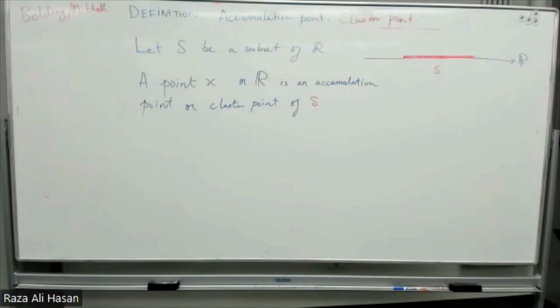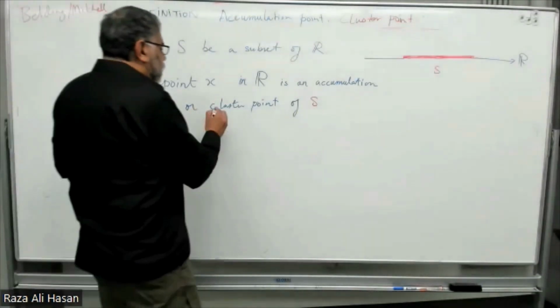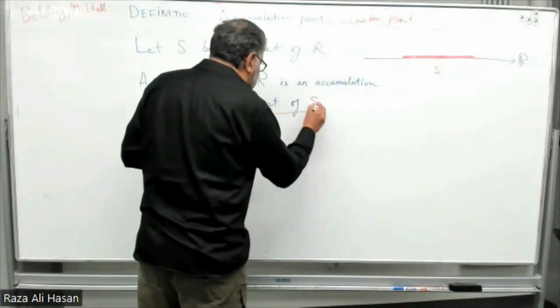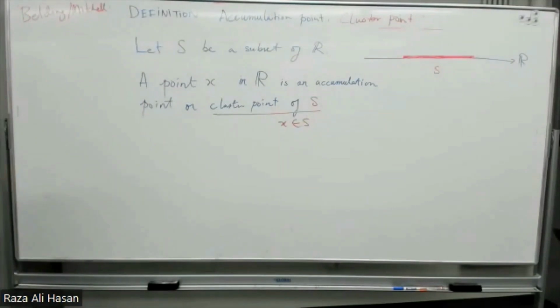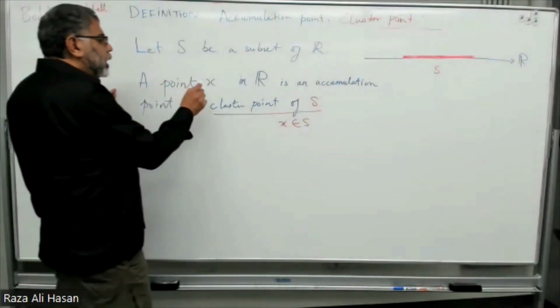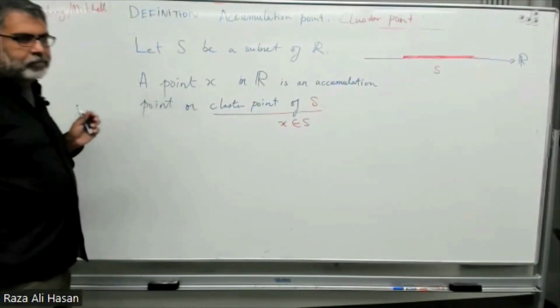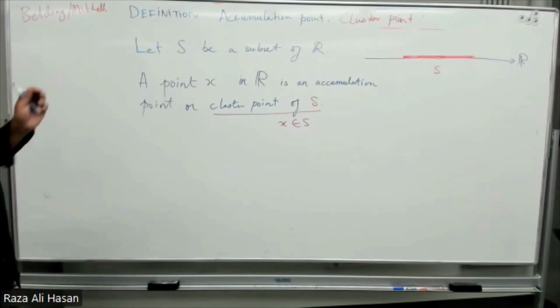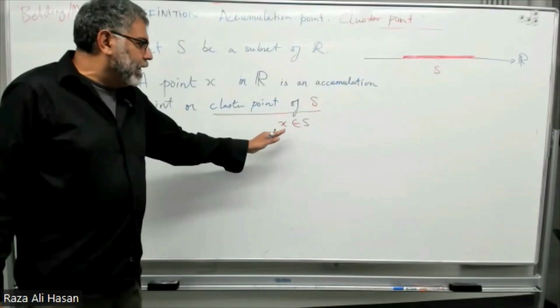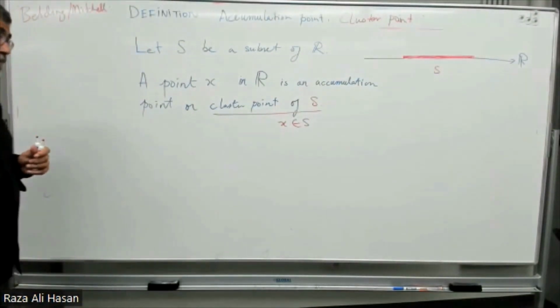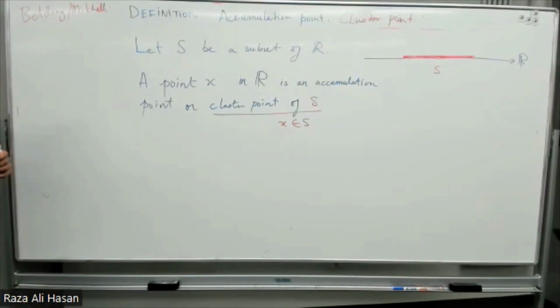So, it's a cluster point of S, which means that X is in S, right? Even though a point X in R, but it's a cluster point of S. So, is it? Well, I'm kind of going with that.